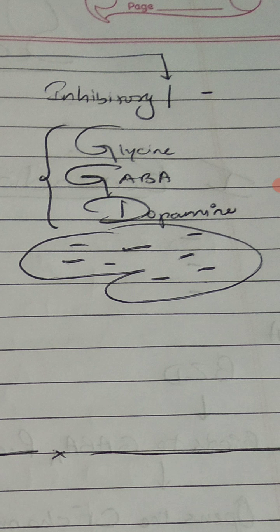Inhibitory neurotransmitters, examples are: glycine, the simplest amino acid; GABA, gamma aminobutyric acid; and an amine called dopamine. This inhibitory neurotransmitter causes negativity in the neurons of the brain, thereby causing hyperpolarization, thereby causing CNS depression. These are the examples: glycine, GABA, and dopamine.